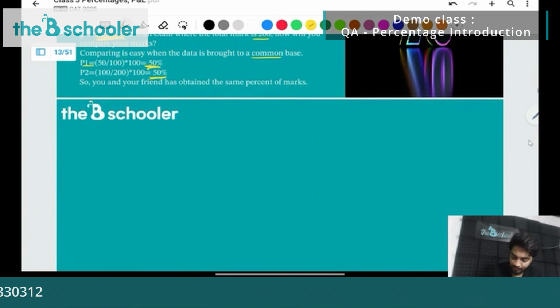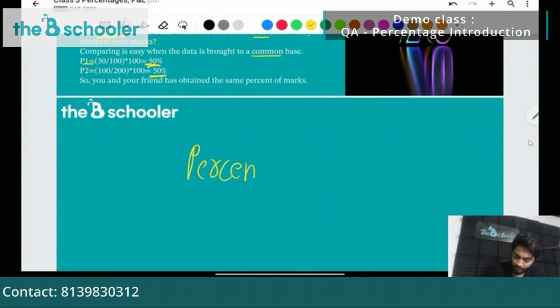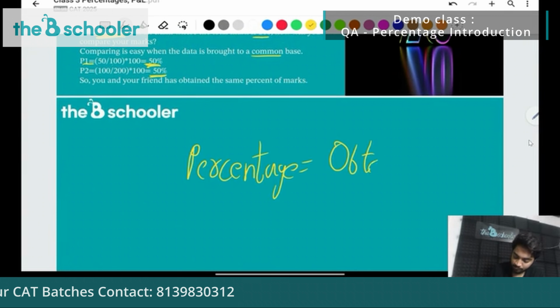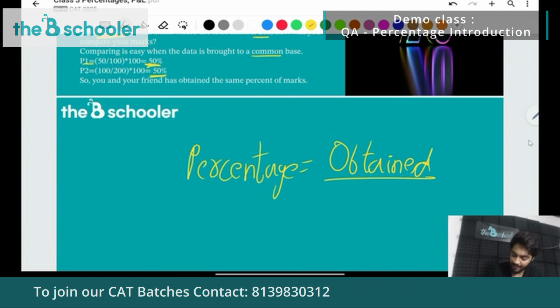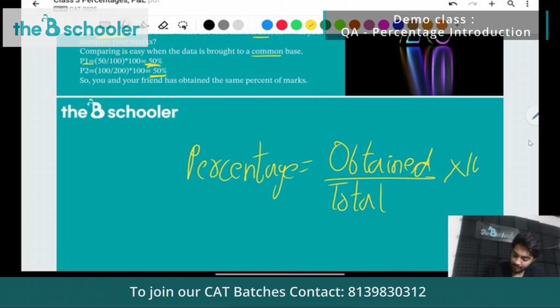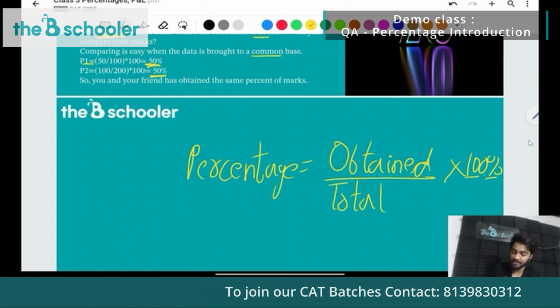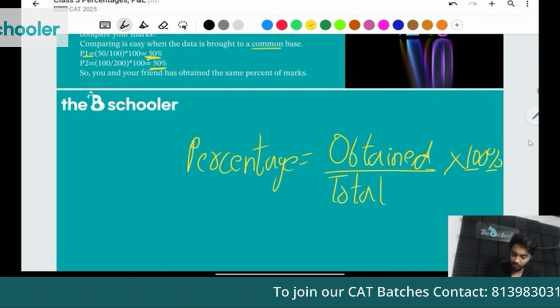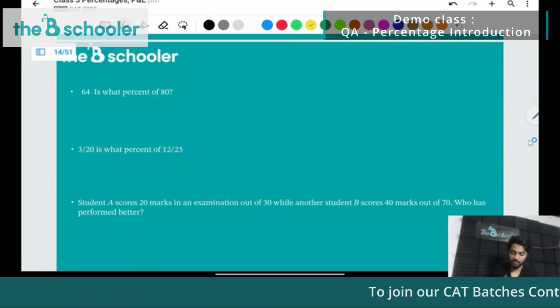So, what did we learn, the formula for percentage? To convert to a percentage: obtained divided by total or entirety, into 100%. Percent means into 100, and then we put the percentage symbol. This is percentage. Now can you guys do this? Three questions, you can do it fairly quickly.